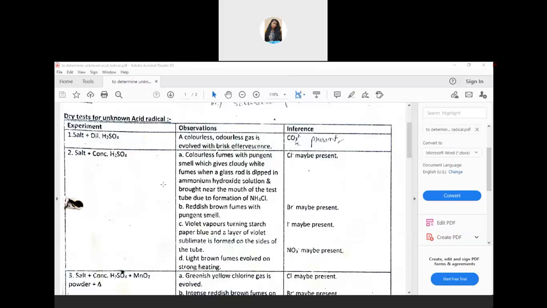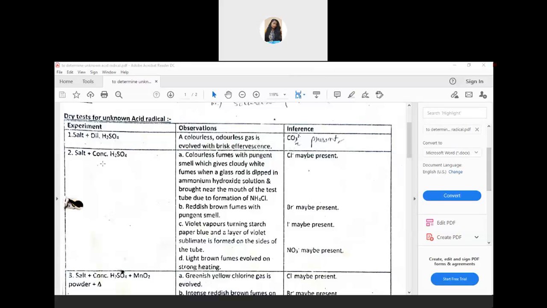Then you go through the concentrated H2SO4. Next, in a clean, dry test tube, you have to take a pinch of salt. Then you have to add concentrated H2SO4. So when you add concentrated H2SO4, as soon as you add it, you can observe four observations.